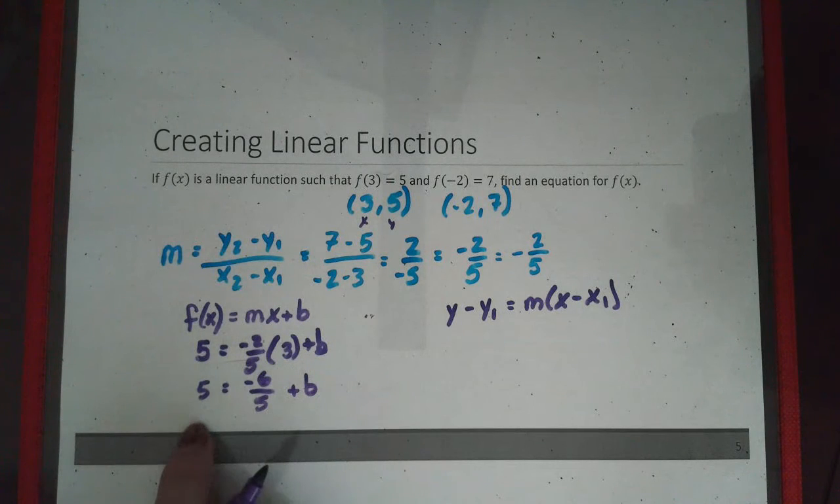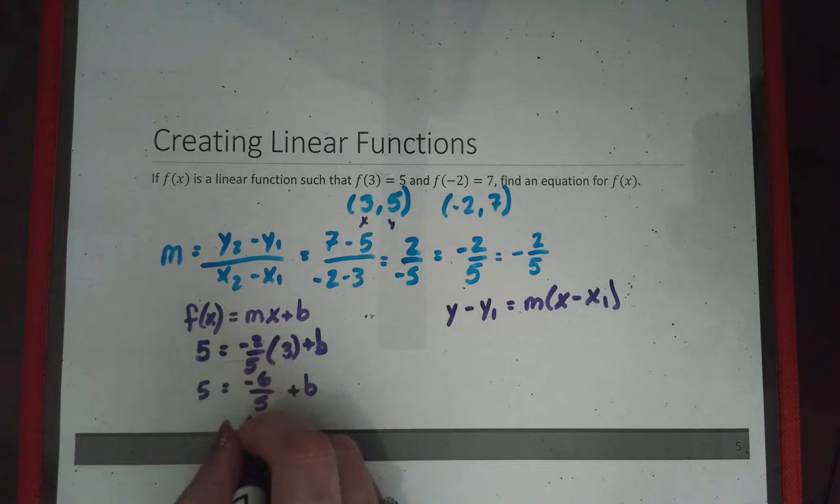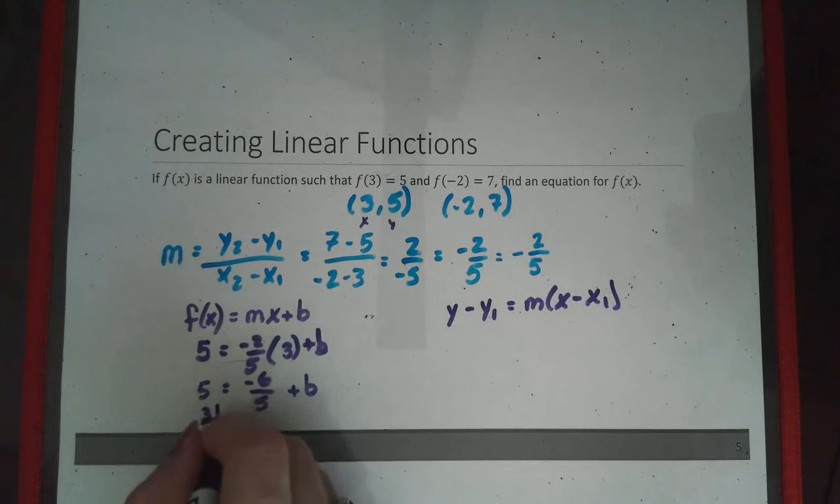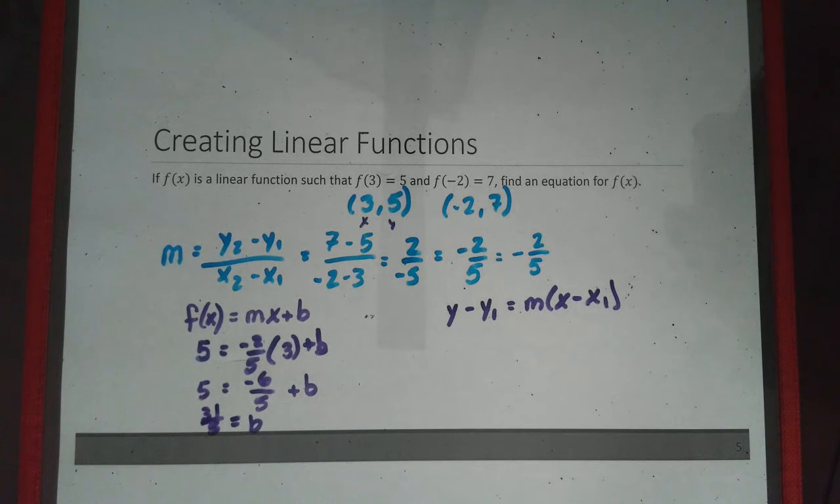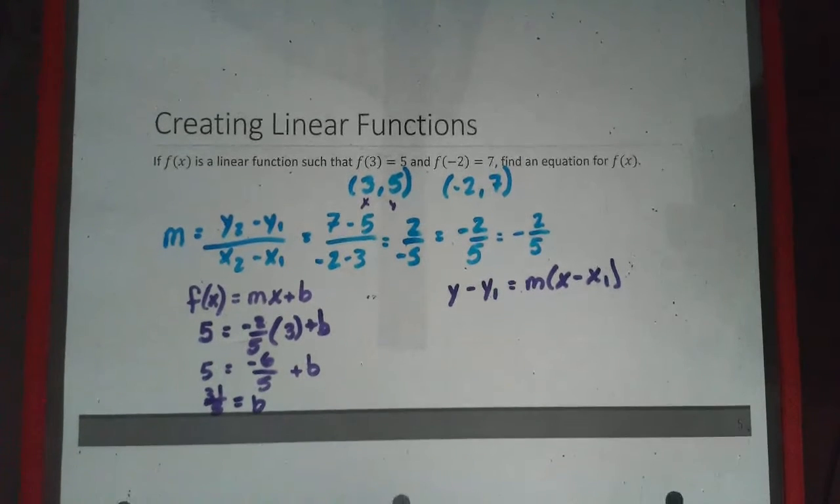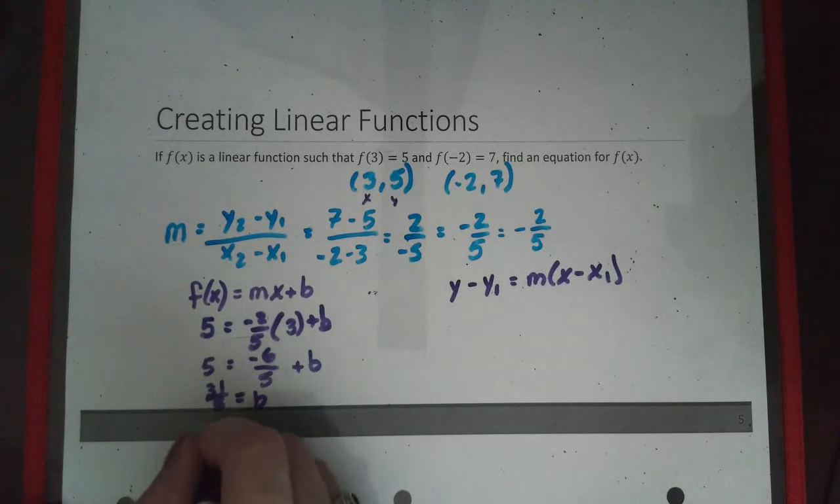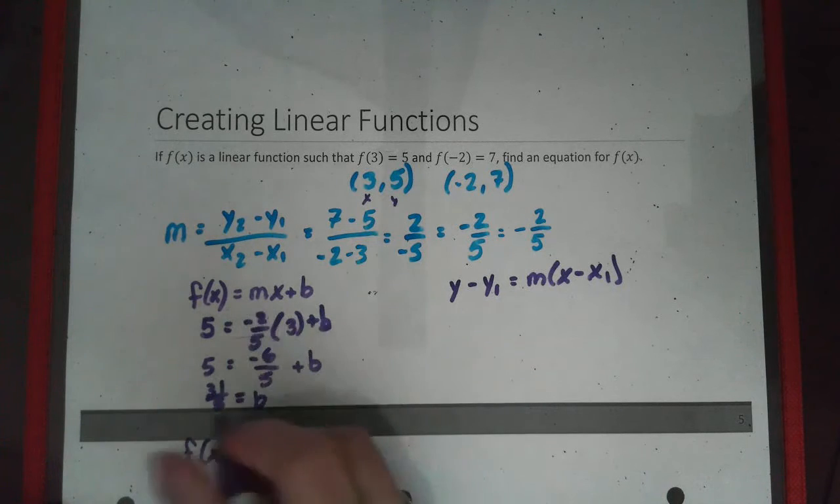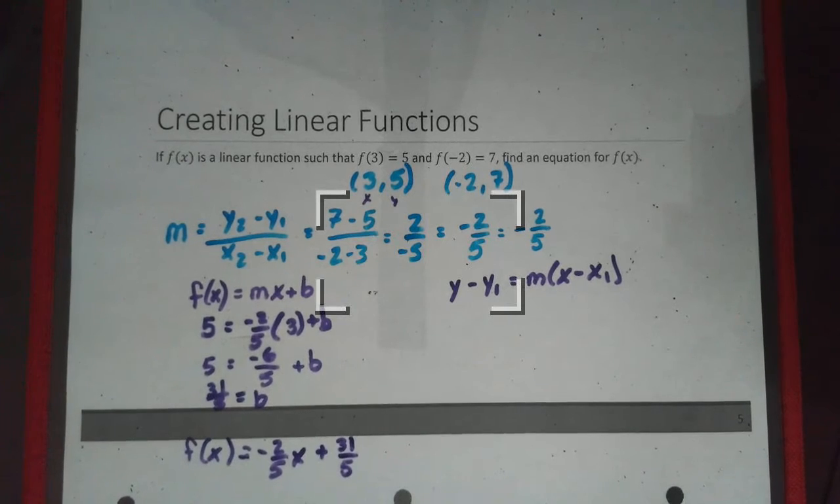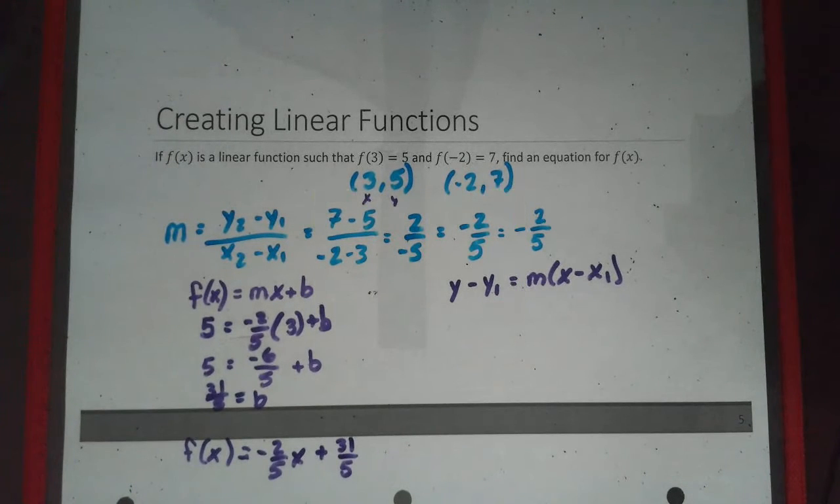If I add 6/5 over, I get that b is equal to 31/5. You can use a calculator if you need to. Once we know what b is, we need to plug it back into our function. And our function is f of x is equal to m, which was negative 2/5, x, plus our b value, 31/5. So if you like using y equals mx plus b, or since it's a function, f of x equals mx plus b, that's perfectly fine.